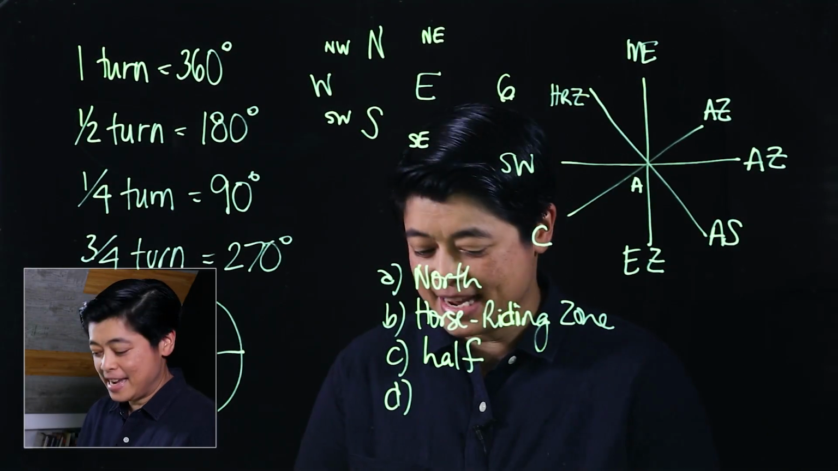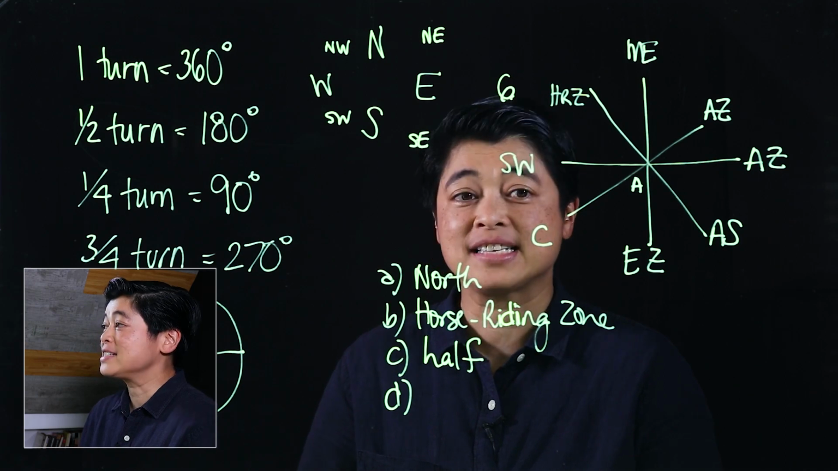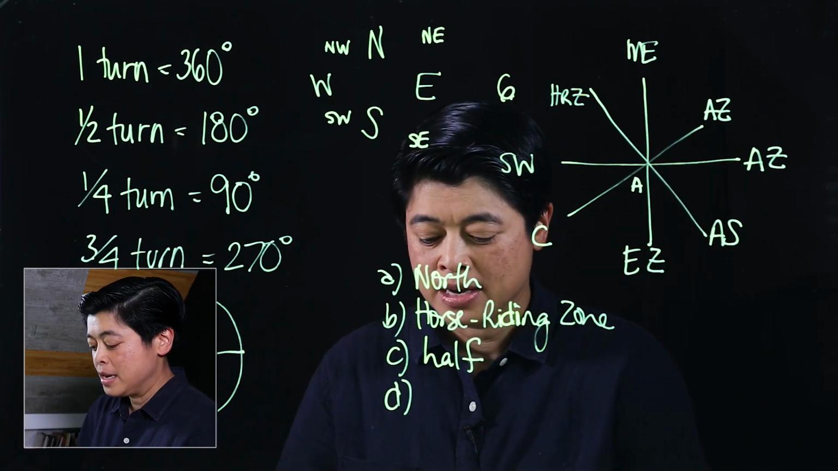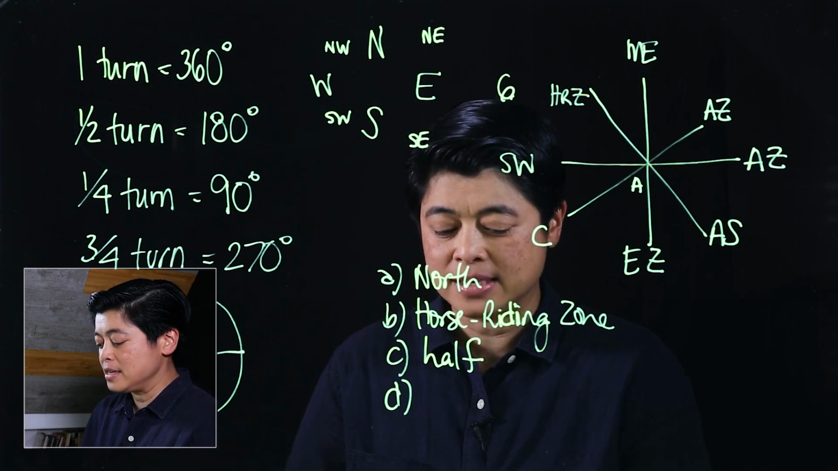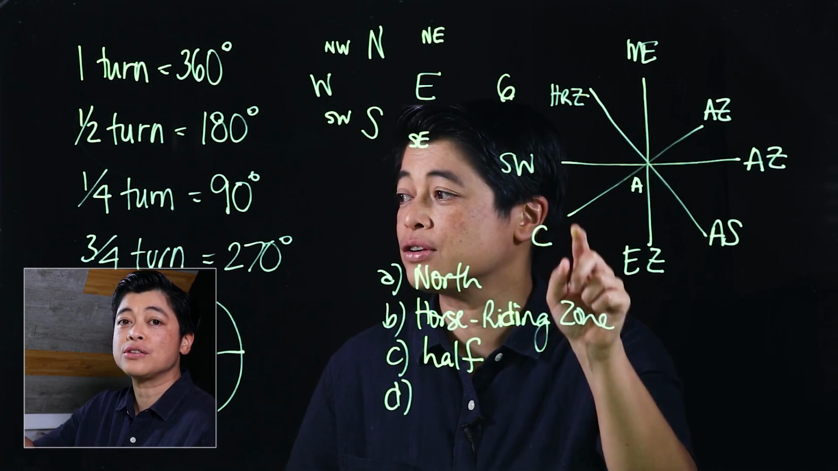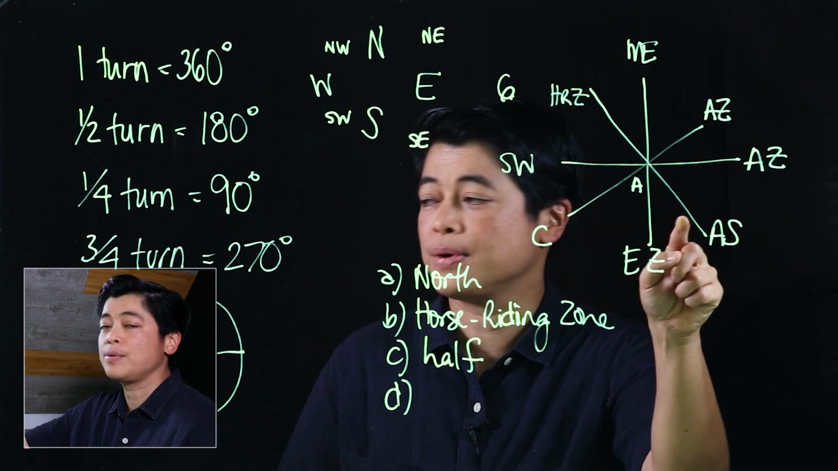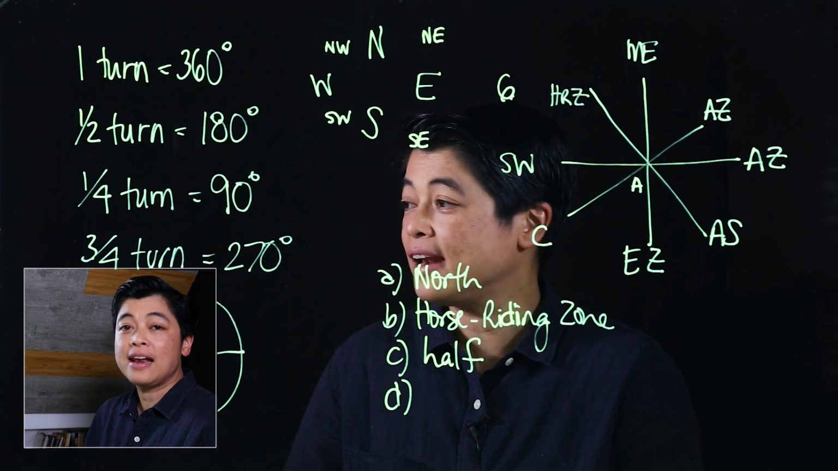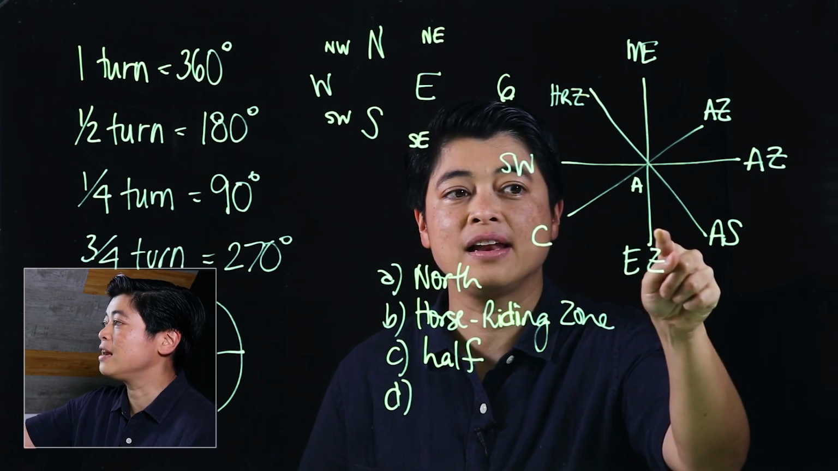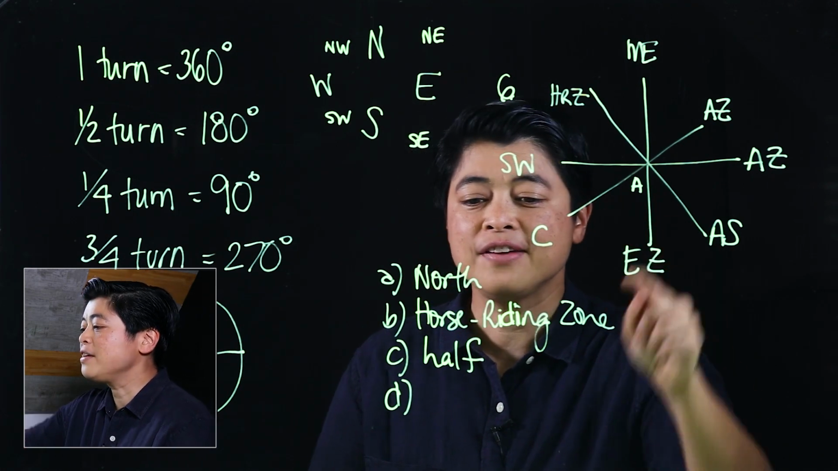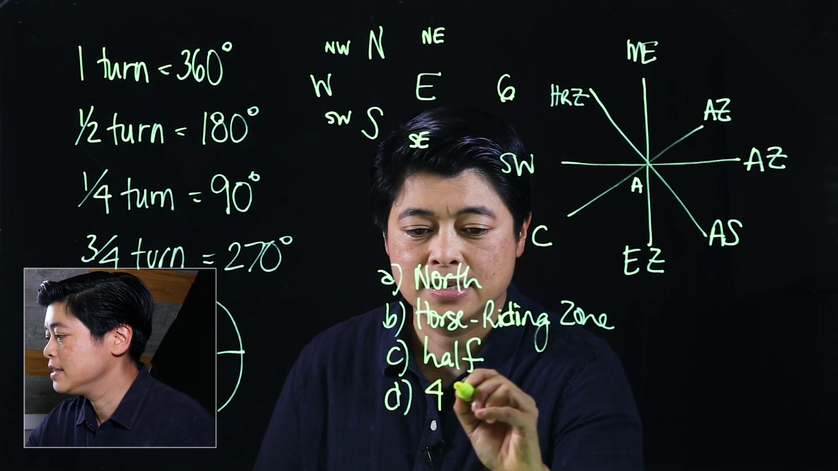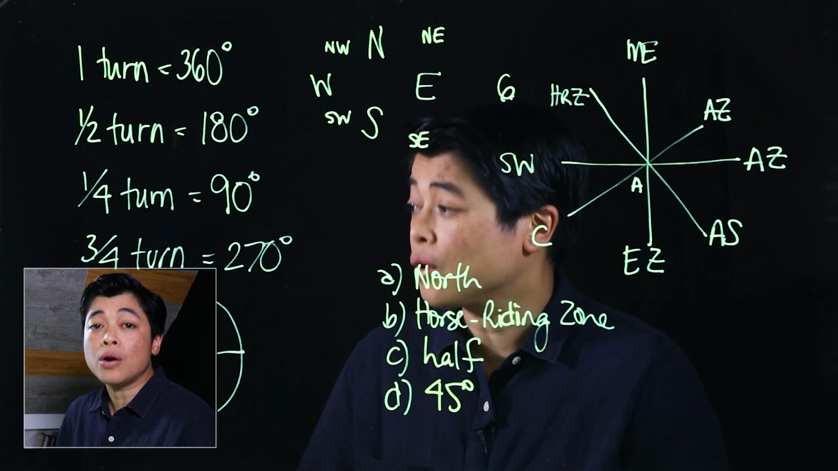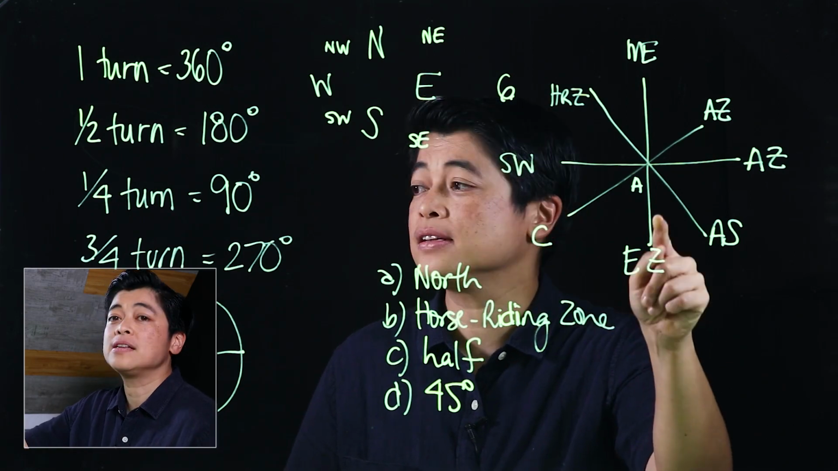In letter D, it says Jane faces southwest. She's facing the cafe. She turns anti-clockwise through an angle of blank, so she turns anti-clockwise, this way, and ends up facing the elephant zone. So she's facing the elephant zone, so she goes 45 degrees anti or counterclockwise to face the elephant zone.